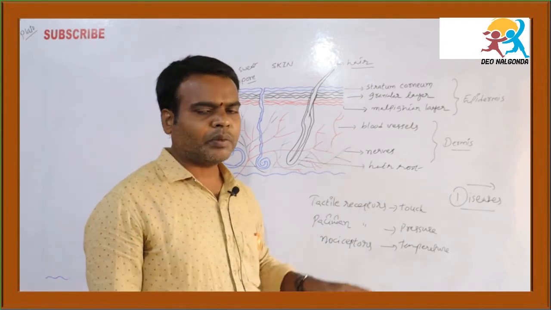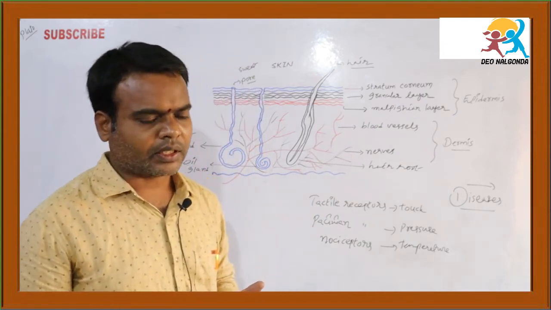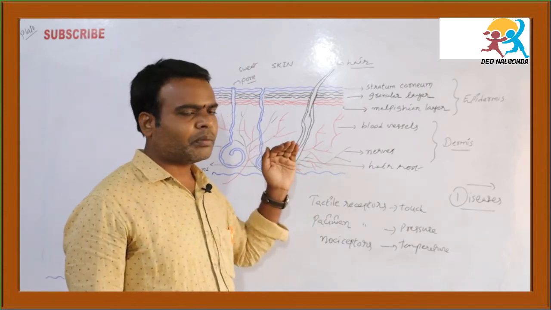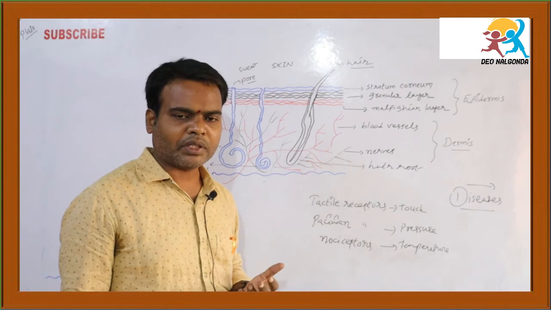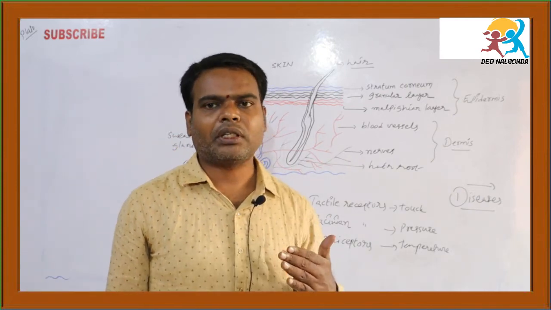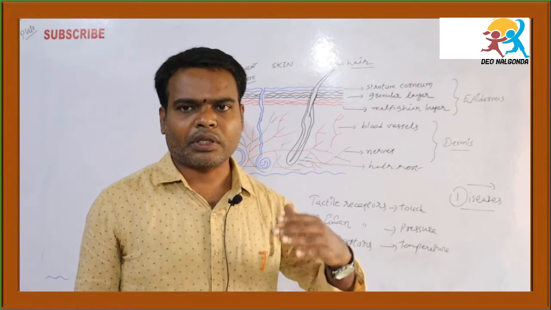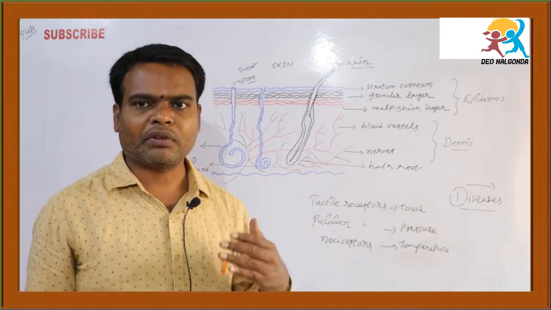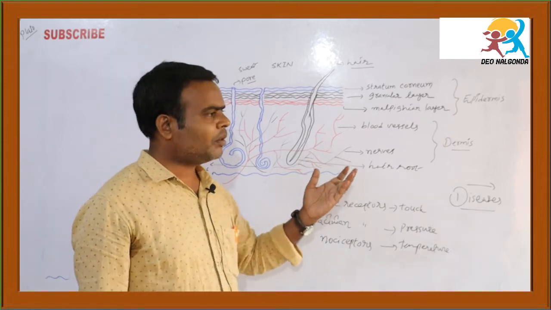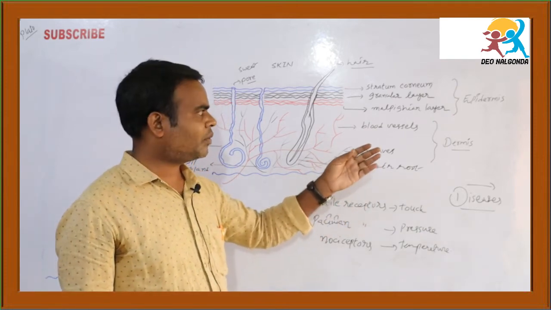The stratum corneum is a non-living layer. It is a protective layer which prevents the entry of bacteria and dust particles. It is the outermost layer which protects the body from external materials like microorganisms or any other dust particles.